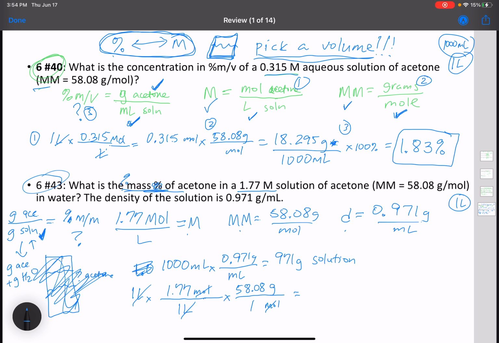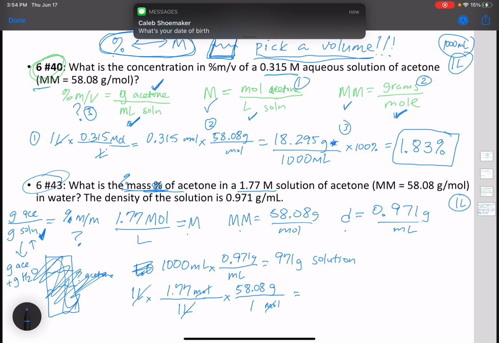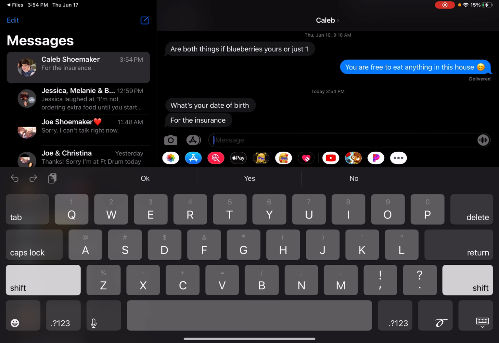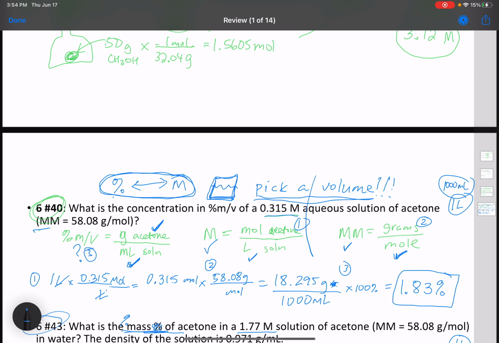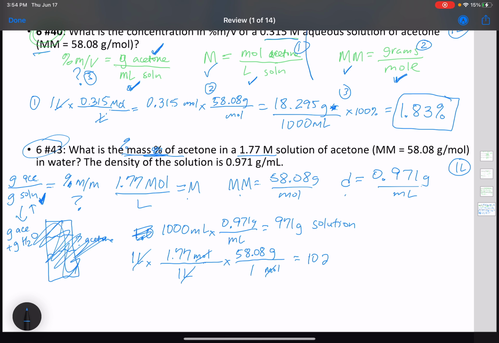So using my calculator, 1.77 times 58.08 equals 102.8. I lost my train of thought here. How many sig figs do I want? I want 3 sig figs. Well, not yet. Okay, so now this is grams of acetone.